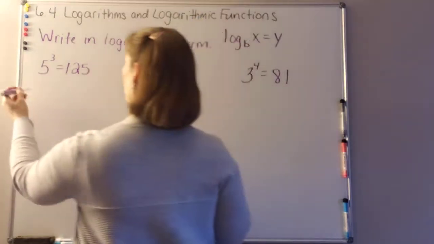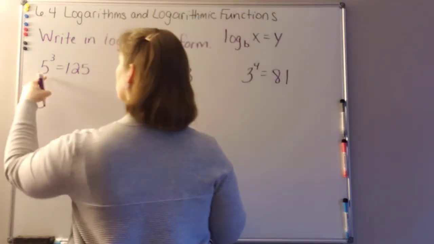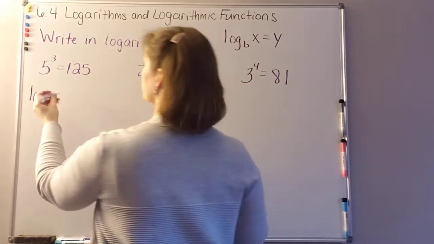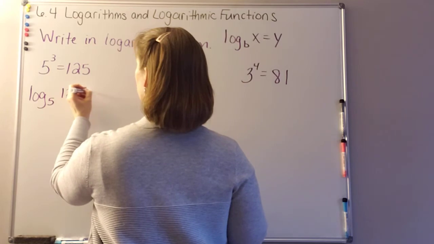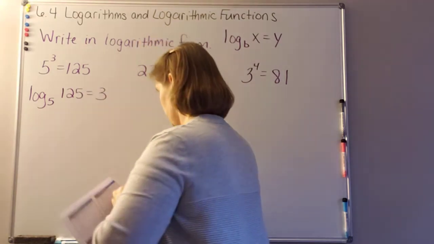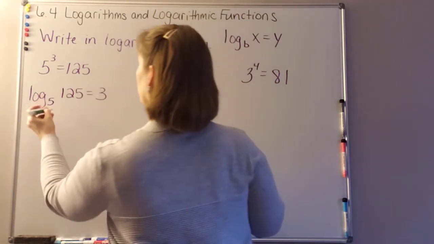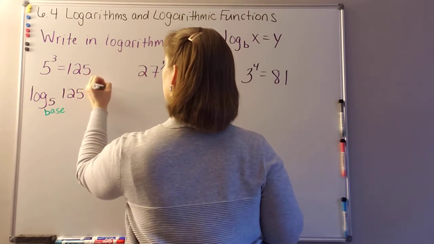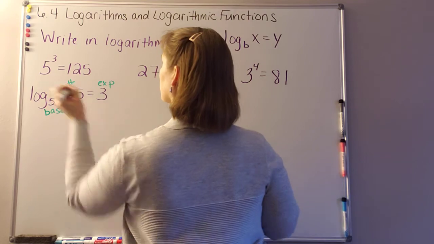So we're going to write down log. What's our base? That's 5. What's the number? 125. And the exponent equals 3. So here we go. There's our base. There's our exponent. And here's our number.